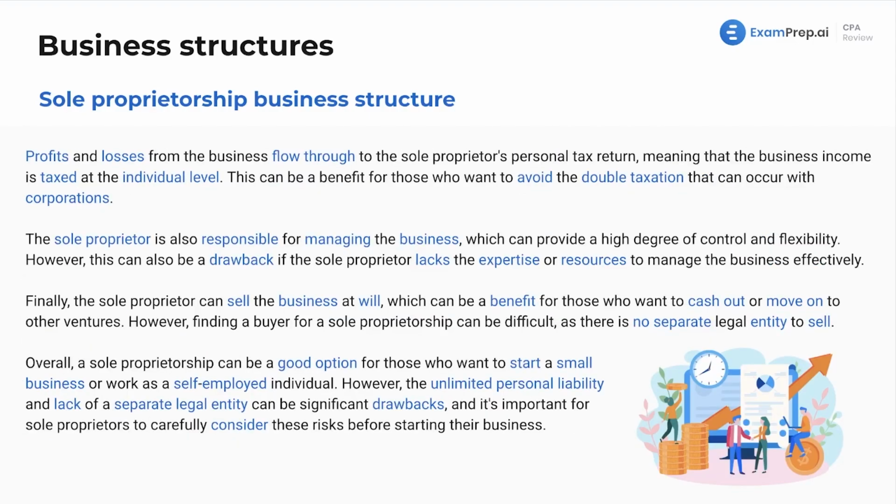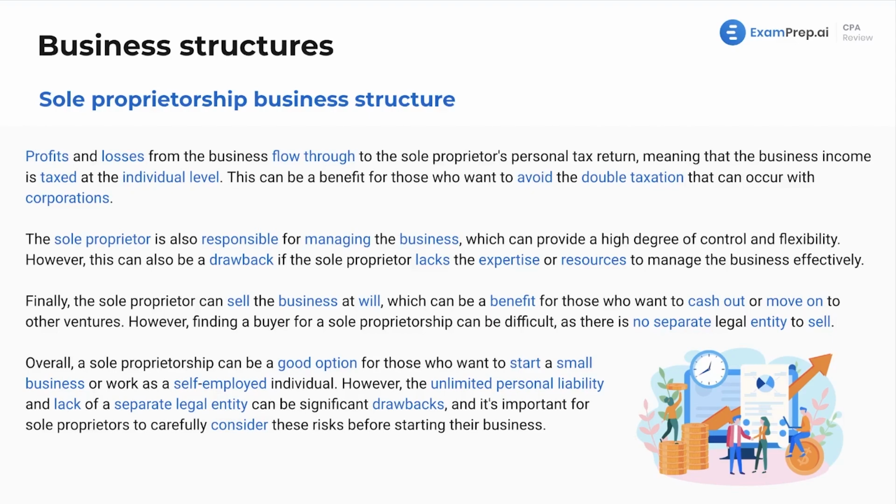Now, continuing on here, profits and losses from the business flow through to the sole proprietor's personal tax return, meaning that business income is taxed at the individual level. This can be a benefit for those who want to avoid the double taxation that can occur with corporations, because again, corporations make money as a separate legal entity, and then they get taxed on it, and then they distribute it to their shareholders, who then get taxed on that money again. That's double taxation, a great way to eat away at the profits.